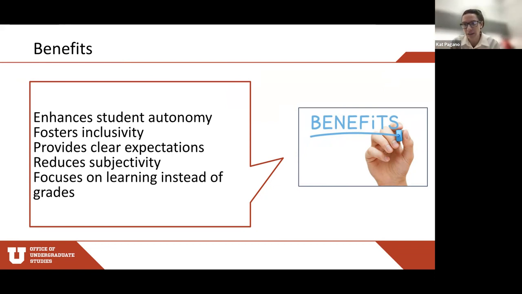Reducing the subjectivity, right? Because instead of taking a point here or a point there, it's either pass or fail. And what I really love is the intimate tying of learning objectives to the assessments, because everything is competency based, right? It's all based on the objectives that you've set for the class.